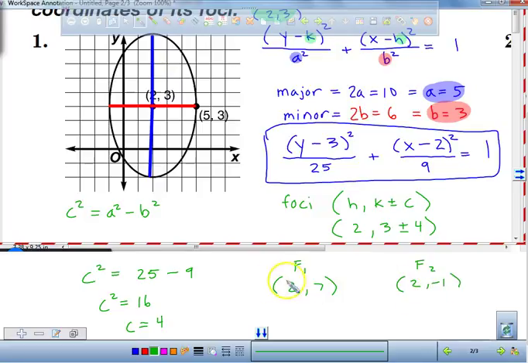So what I'd like you to do is plot those 2 points. These are the coordinates of the foci. We have one right here, the (2, -1), and we have one right up here. I'm going to call this focus 1 and this focus 2. And now we found the equation, and we found the location of the 2 foci.